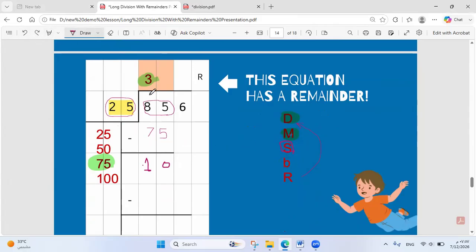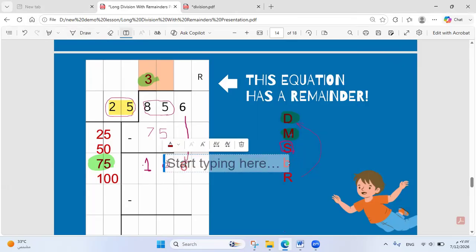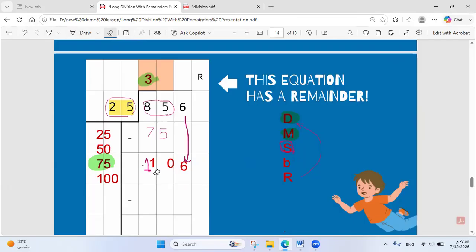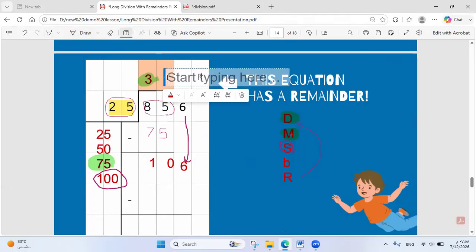Which number do we bring down? It's 6. We put it here. If we put the 6 here, now we have 106. We can say that 106 has how many 25s in it? Remember, it's very close to 100. So we can say that there are 4 25s in 106. So 106 divided by 25 equals 4.